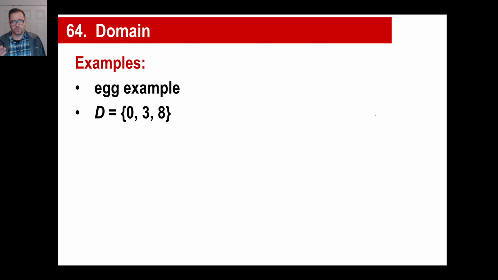Here are a couple of other ones. A domain is 0, 3, and 8, for example. That's the set that you're allowed to put into this certain math problem. All right. You might have something like this. D is equal to reals. By that, they mean all real numbers, which, if you remember, is anything you want on a number line, left or right, anything in the whole world. All right. So those are all possibilities.